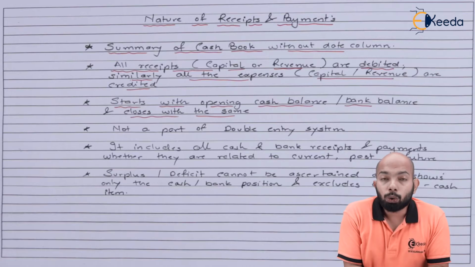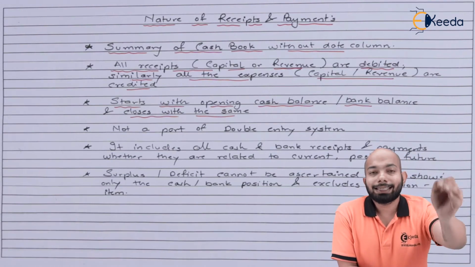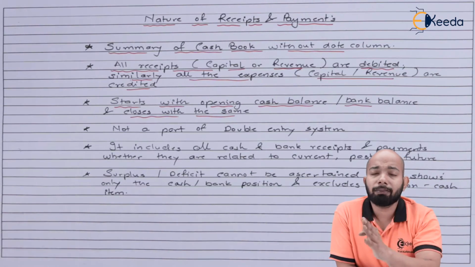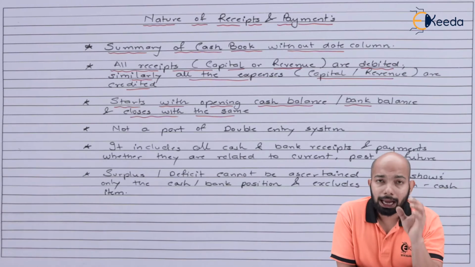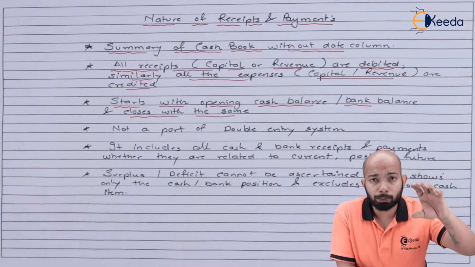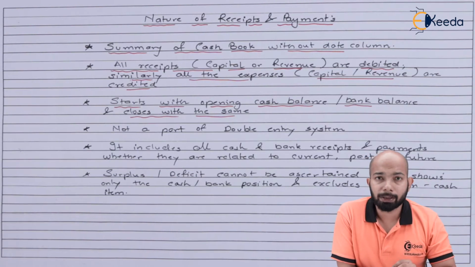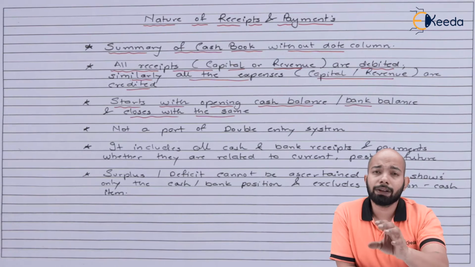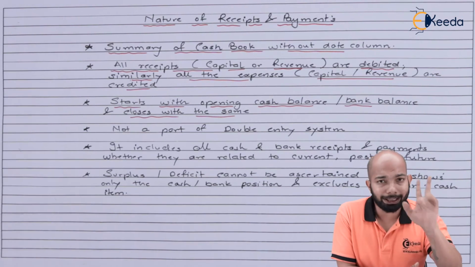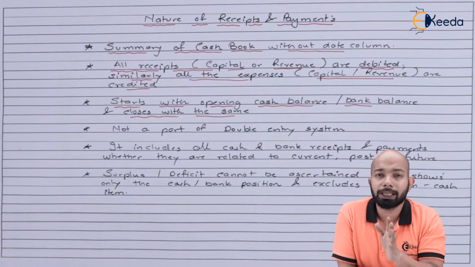Now, whenever this account is supposed to be prepared, the opening balance is the opening cash or bank balance. Either the cash balance or bank balance is taken as the opening here, and the closing refers to the closing of the cash and bank balance. So whatever opening balance you have in cash is taken as the opening balance of receipts and payments account. Whatever closing balance you have in cash is taken as the closing of receipts and payments account. It can be either cash balance or bank balance, as per the discretion of the question, and it will be taken into picture.